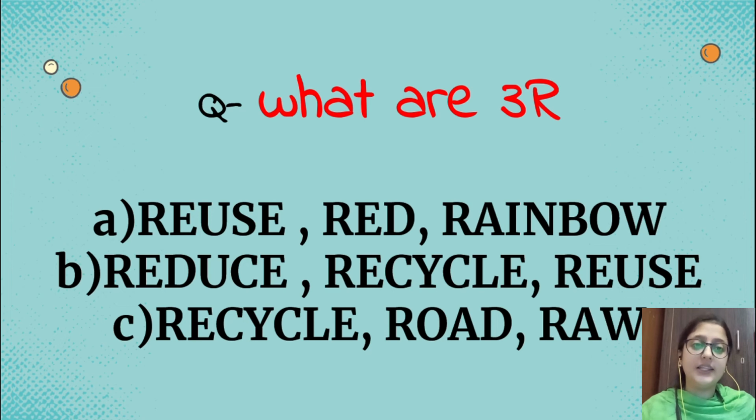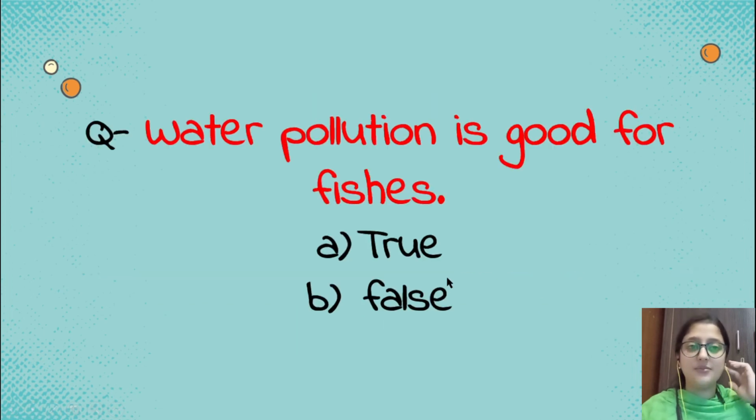Now what are the 3 R's? Okay, so the 3 R's are reduce, recycle, and reuse, or reuse, recycle, reduce, whichever way you want to say them, right? So these are the 3 R's which need to be used in order to save animals. Now next question is, water pollution is good for fishes. True or false?